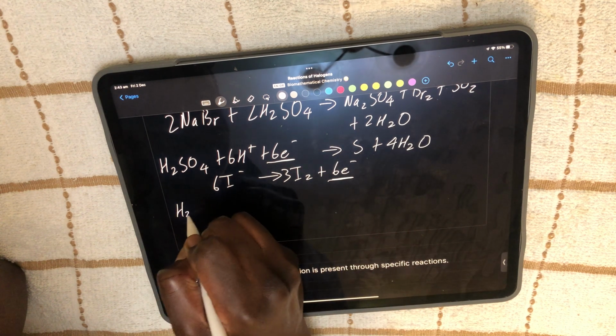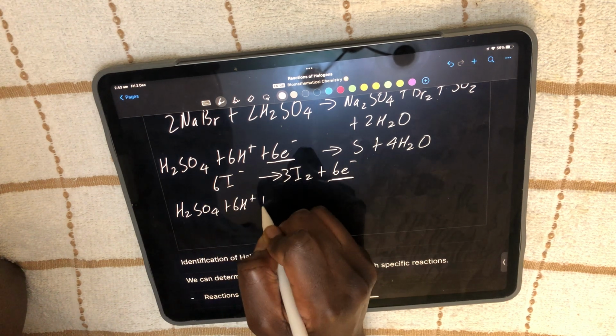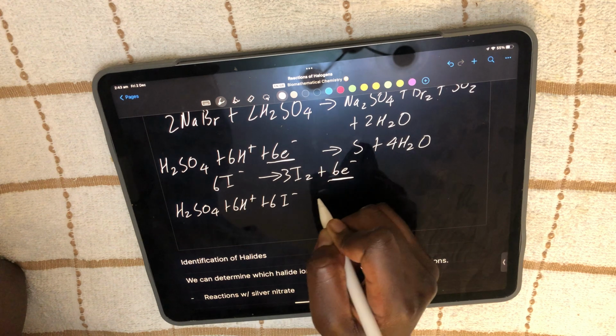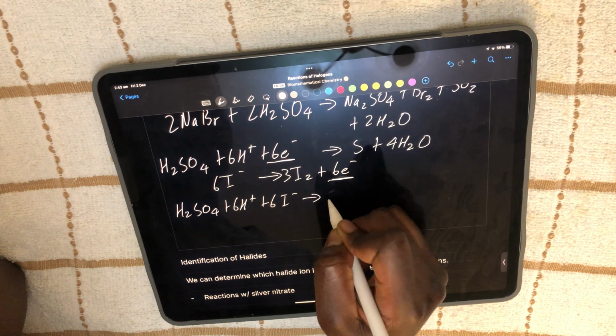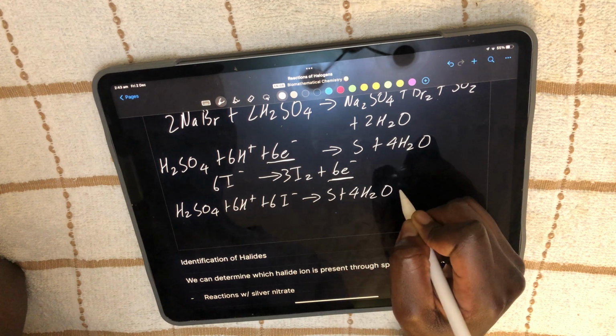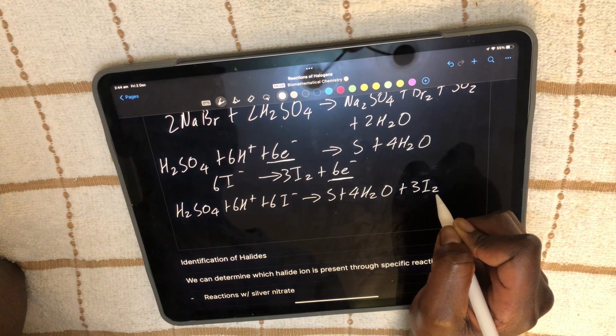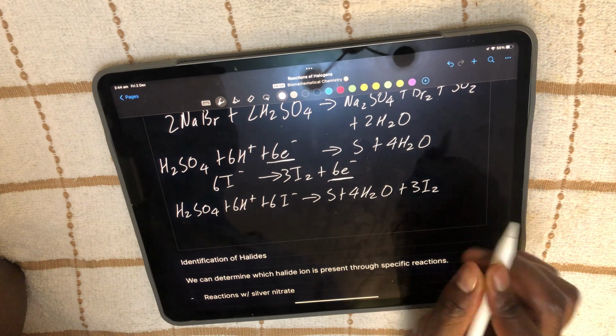We can just add these two together now. H2SO4 plus 6H plus 6I minus, and that goes to form sulfur plus 4H2O plus 3I2, and that's it, really.